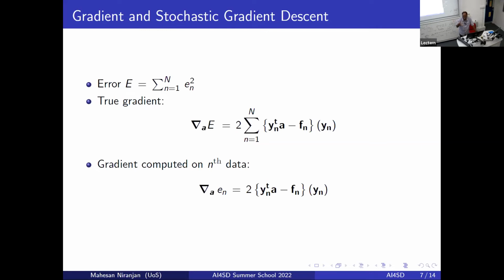Because at the arrival of every data point, you compute this term and you're going to claim that that is an approximation to the true gradient. So every data point is not going to give you the same indication of what the gradient is. So your descent would be noisy. Okay. However, that has some advantages too.